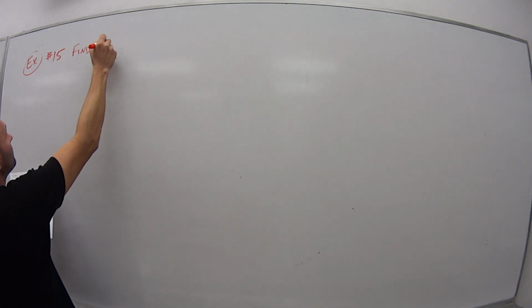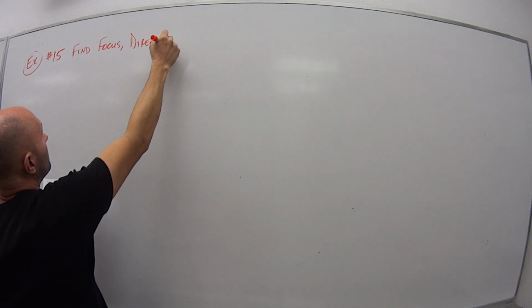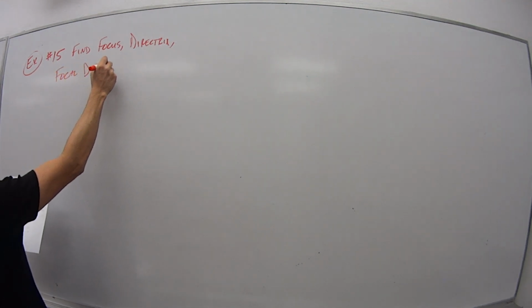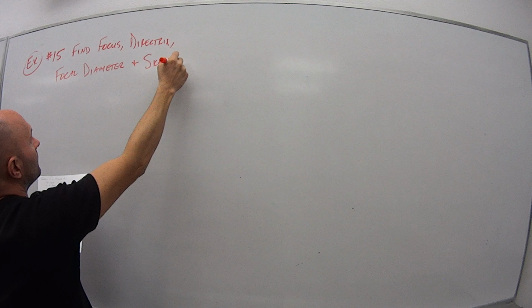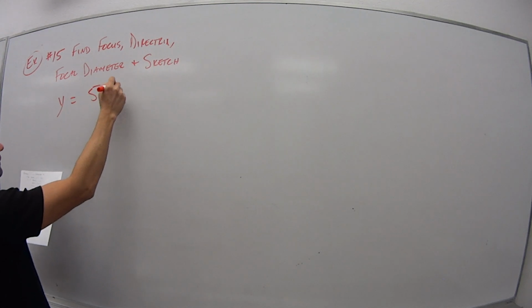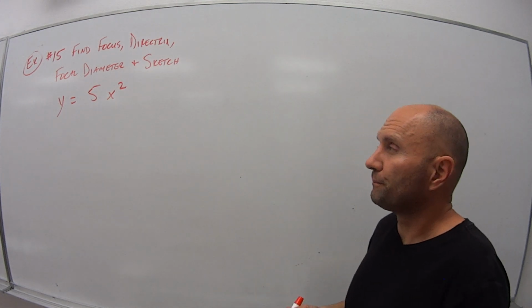So our first example is actually number 15 in the problem set for 11.1. We want to find the following. We want to find the focus, the directrix, the focal diameter, and then also we want to sketch the following equation. We have y is equal to 5x squared. So this will be a typical kind of problem you'll get in an exam.